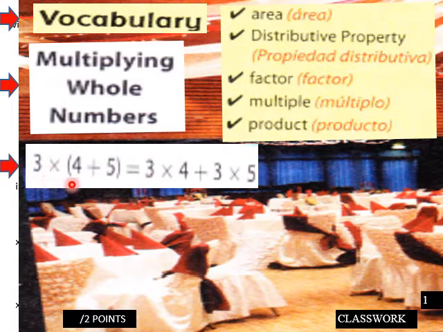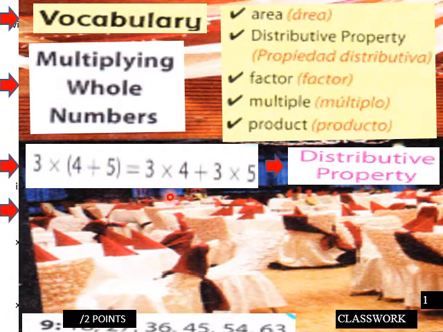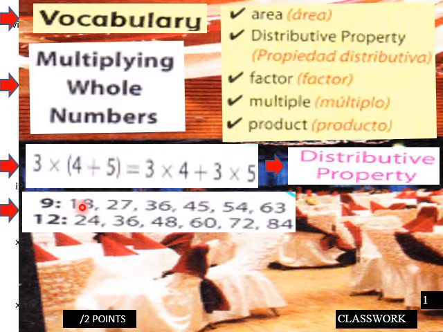And then we have this situation here where we have an expression where we are getting rid of parentheses. That would be the distributive property because we're multiplying 3 through the parentheses here. 3 times 4 plus 3 times 5. And then these are what? These are multiples. These are multiples of 9 here. And then these are multiples of 12. So multiple would be the key word there.